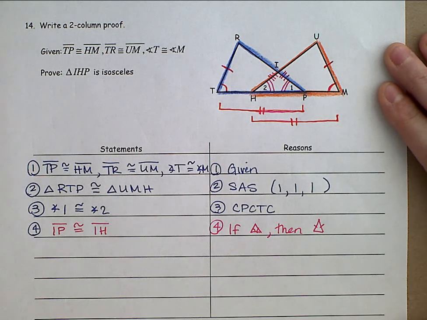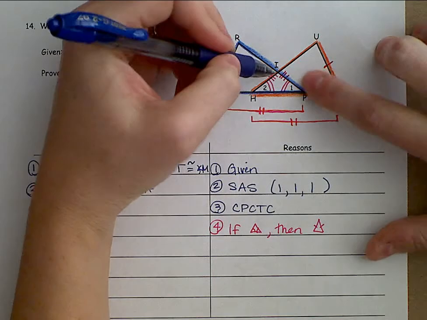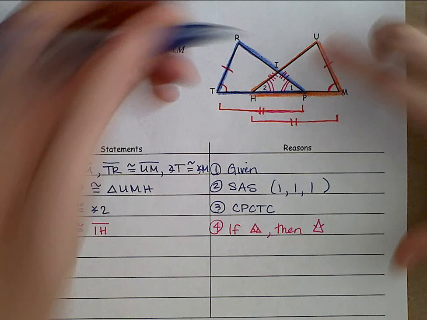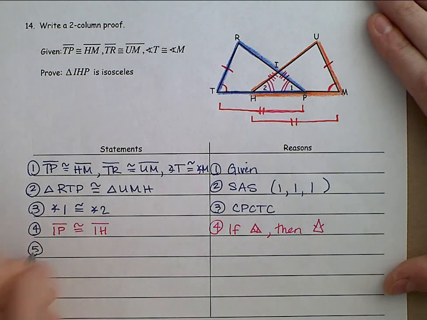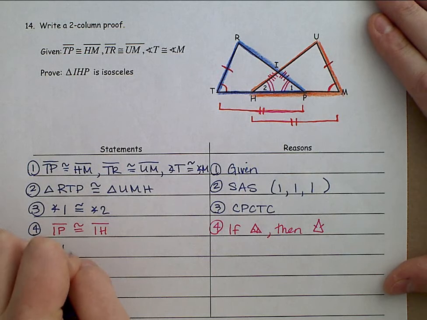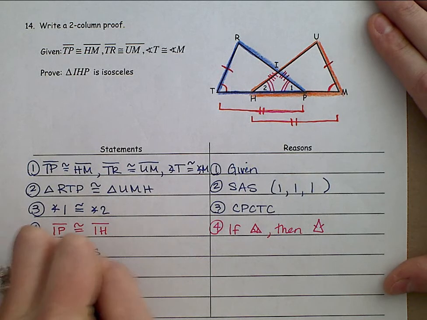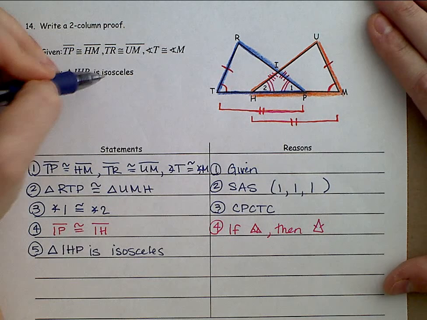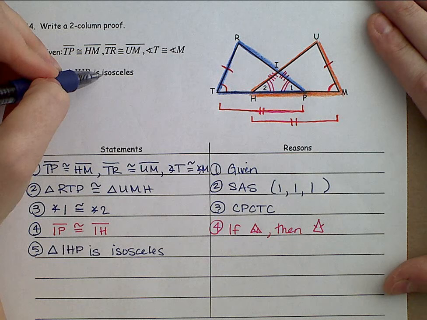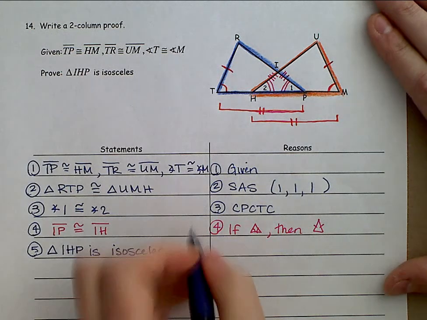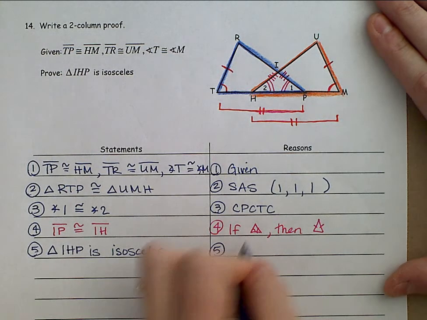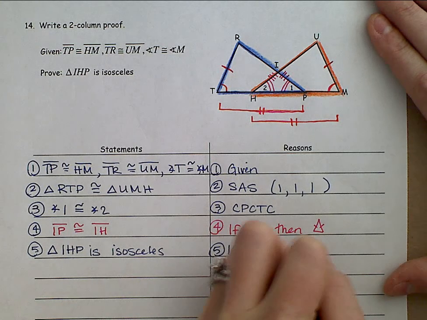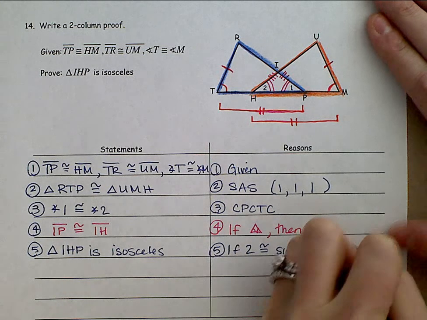Okay. Now looking at this little itty bitty triangle right here, IHP, we have 2 sides congruent, which means that triangle is isosceles. So at this point, now we can say triangle IHP is isosceles. The word isosceles is on the page, so make sure that you are spelling it correctly down here, please. Our reason for this, like one before, if 2 congruent sides, then isosceles triangle.